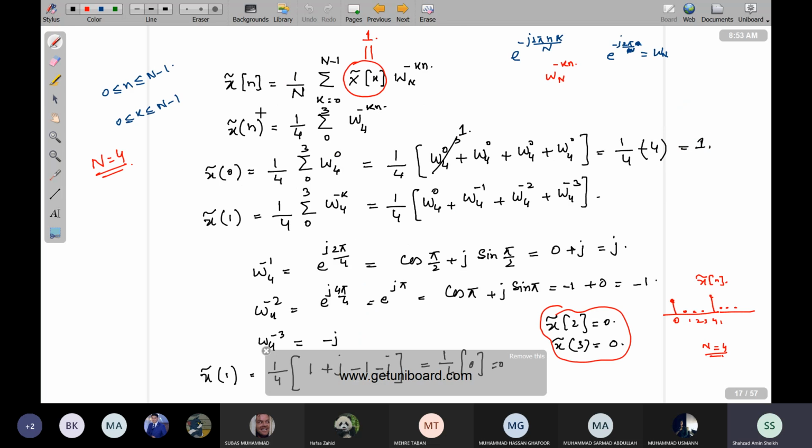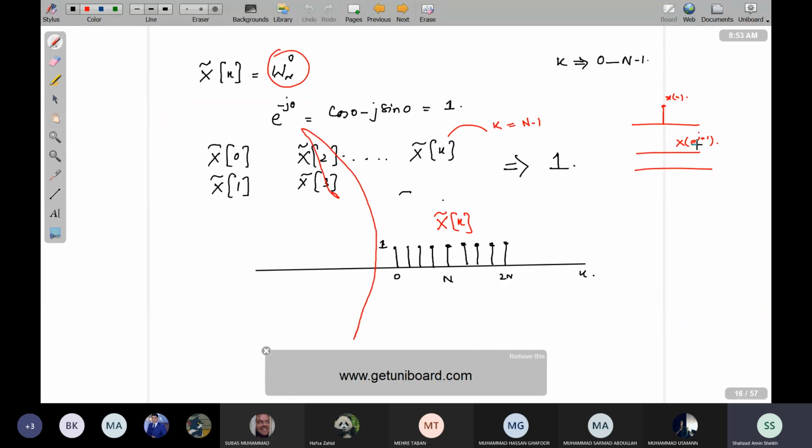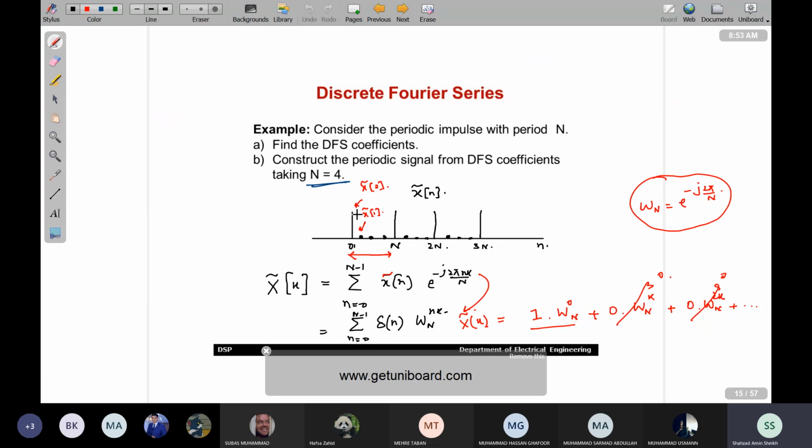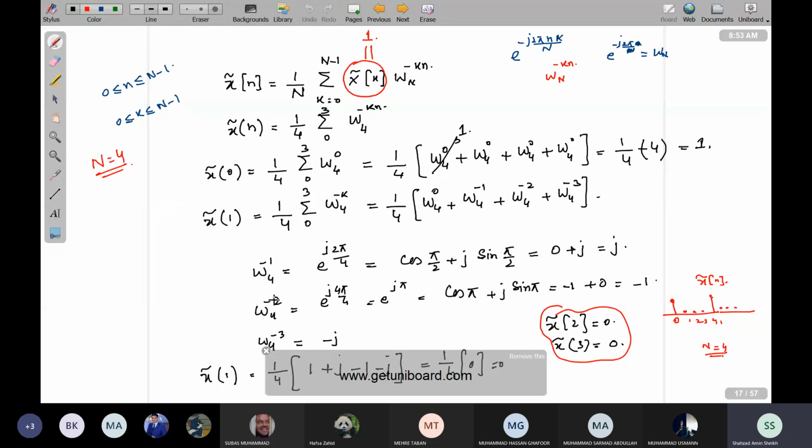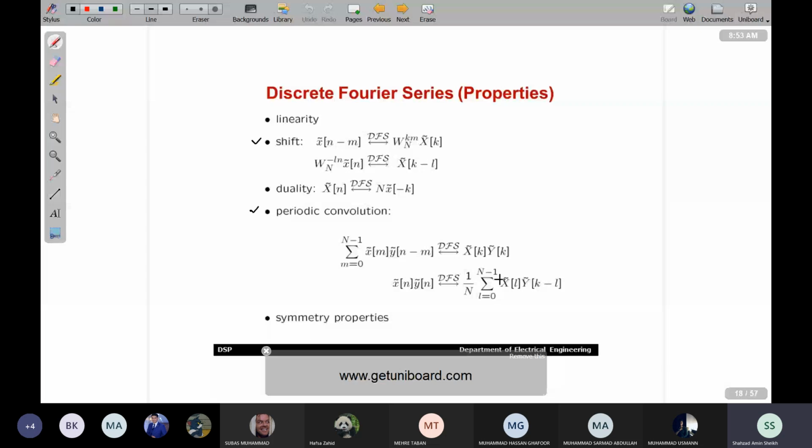So we will be using this, that is 1 over 4, k is equal to 0 to 3, W_4^0, and that's equal to 1 over 4. And for all these values of k from 0 to 3, it is W_4^0 because n is equal to 0. So that's why it is 1 over 4 into 4, that is equal to 1, which is this value. This is x tilde of 0. And then for x tilde of 1, x tilde of 2, x tilde of 3, you will be getting all the zeros.